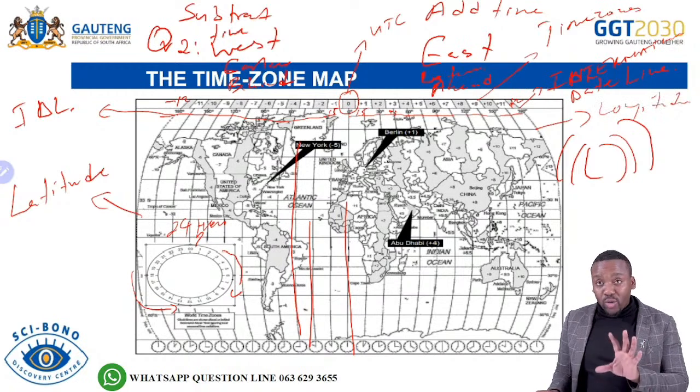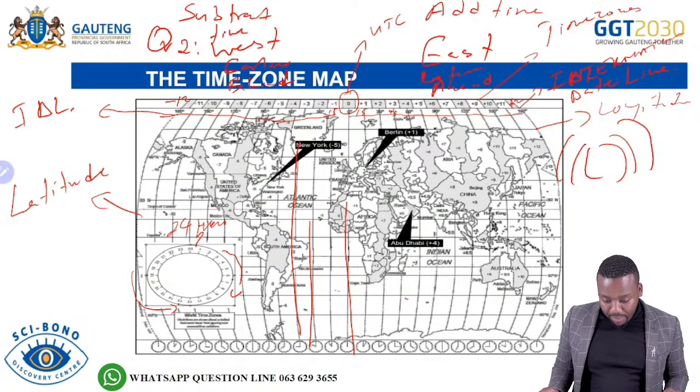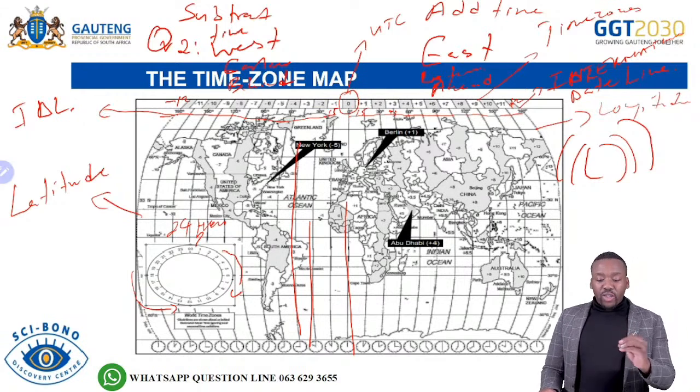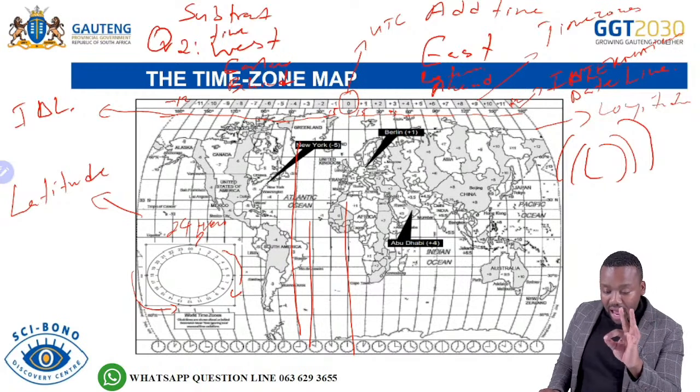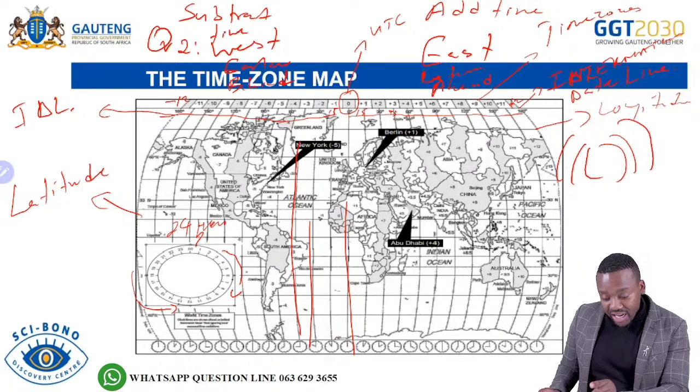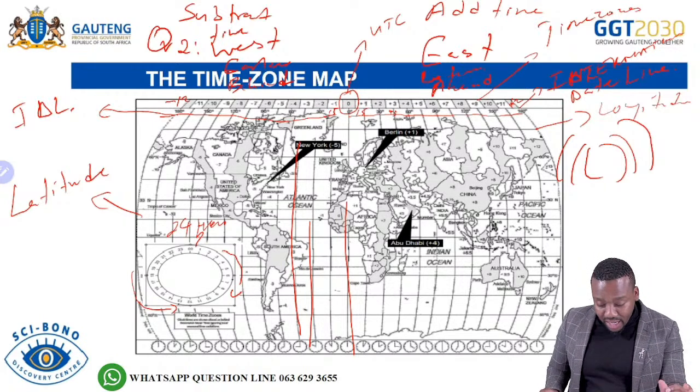Right, this is you trying to interpret what? Your time zone map. Then you will see that your time zone map will have how many colors? It will have 2 colors. The other countries, they are shaded, and then the other countries are not shaded.